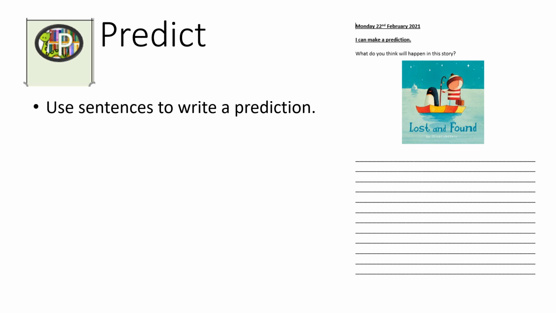The next sentence I might use might be something I already know. So it might be, I predict that this story will happen somewhere cold because I know penguins like the cold. So I've thought about what I think, I've given the idea, and then I've said because, using either the words on the page, the picture on the page, or something I already know about those penguins and the boy.